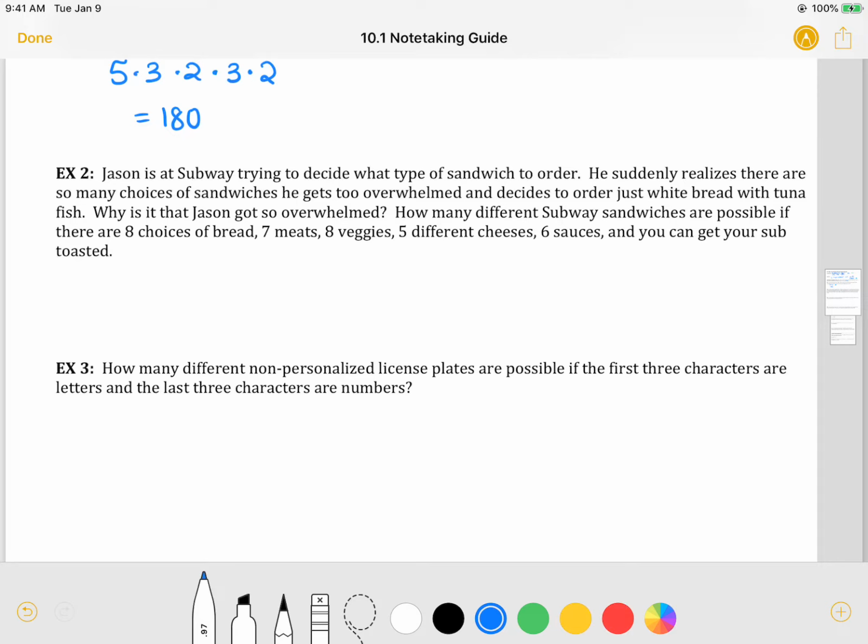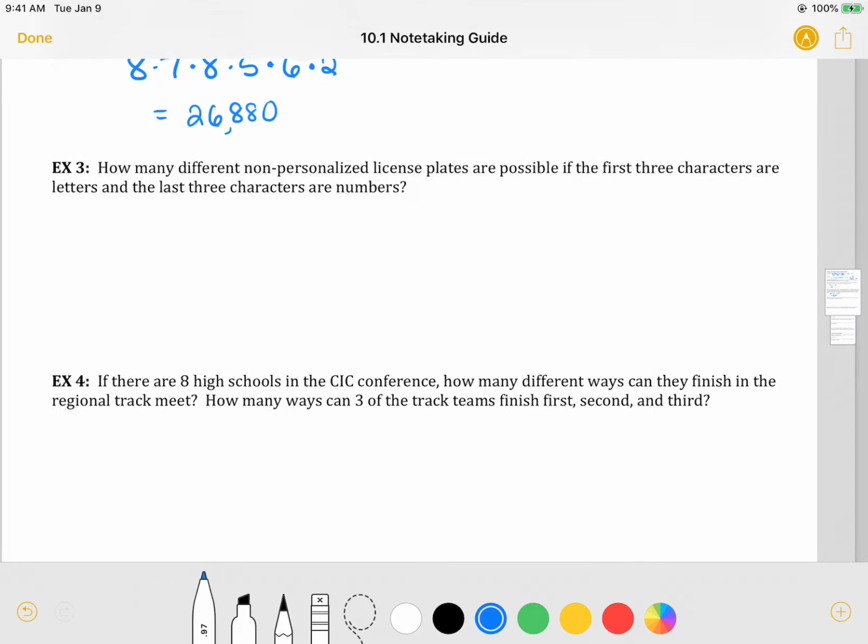Using the fundamental counting principle, we're going to say 8 times 7 times 8 times 5 times 6, and then for toasted or not toasted, times 2. What we get when we multiply that all together is 26,880 types of sandwiches. That's a lot, and I think there's even more choices than what's listed there at Subway itself. Let's look at example 3.